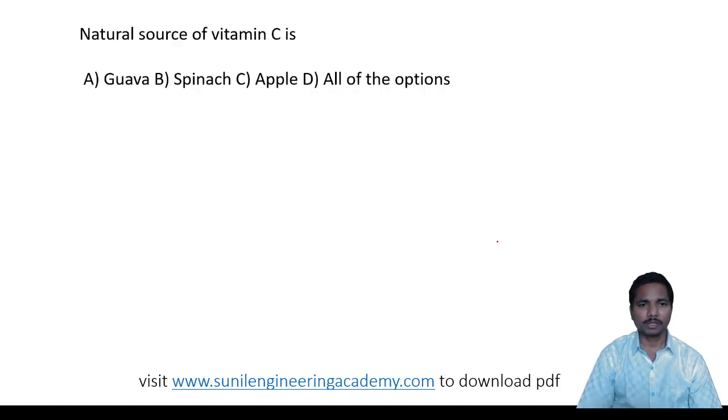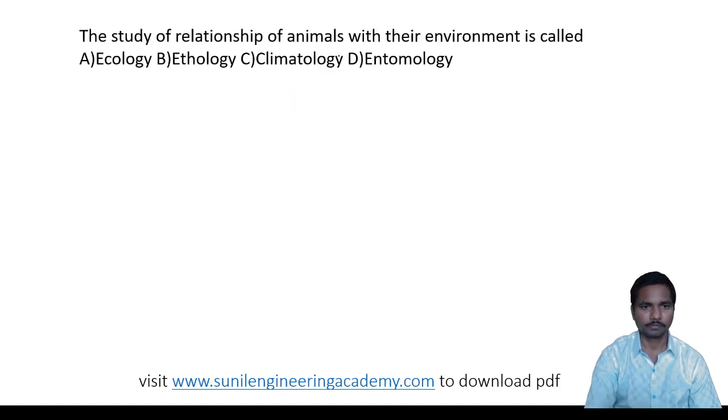Natural source of vitamin C. Guava, spinach, and apple. So all are natural sources of vitamin C. So the answer is option D. The study of relationship of animals with their environment is called as dash. See, it is nothing but ecology. The study of relationship of animals with their environment is called as ecology.